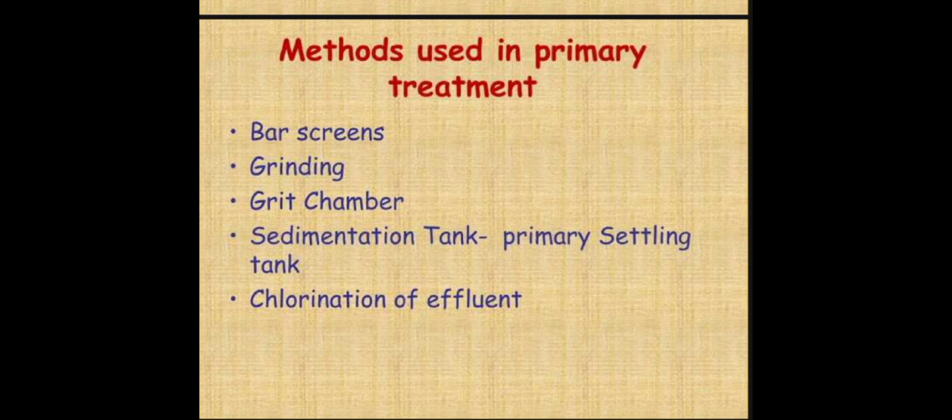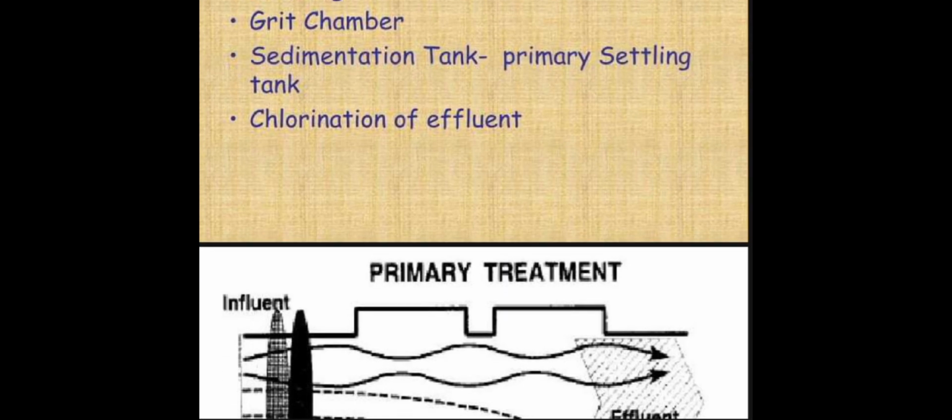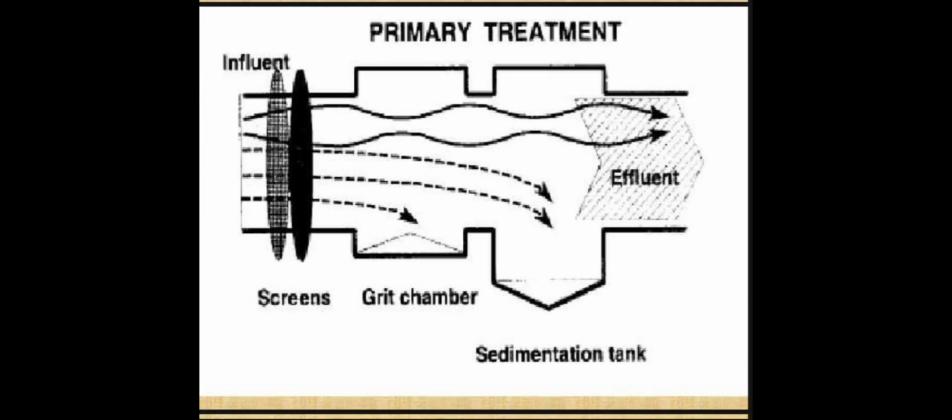And these are the methods used in primary treatment: screening bars, grinding, grit chamber, sedimentation tank, means primary settling tank. Okay, next chlorination of effluent. See this. This is a primary treatment. The effluent, see here, left side of the diagram, enters the tank through screening bars. Screening bars means like a net, not exactly like a net. The screening bars have gaps.